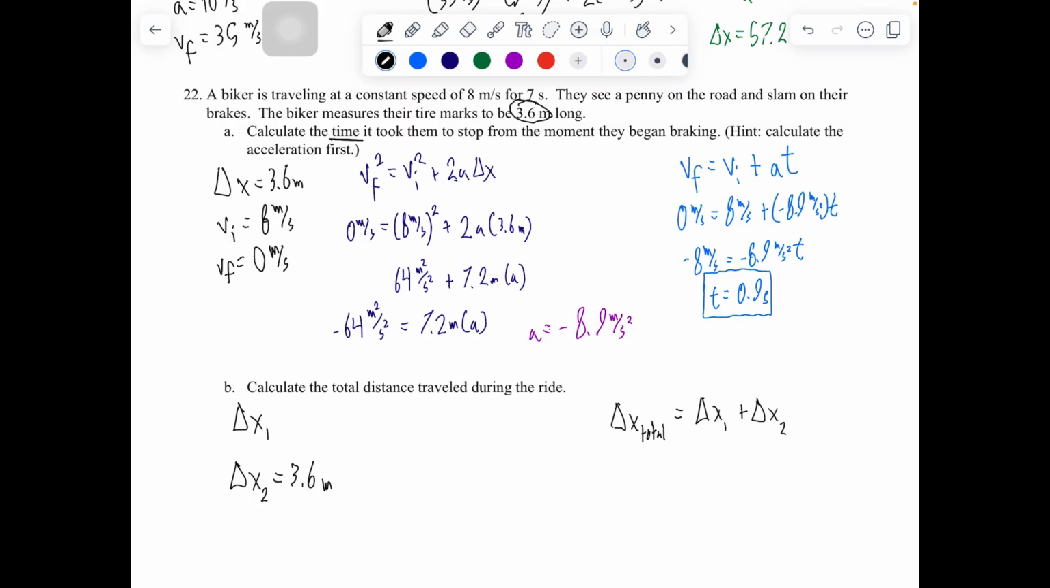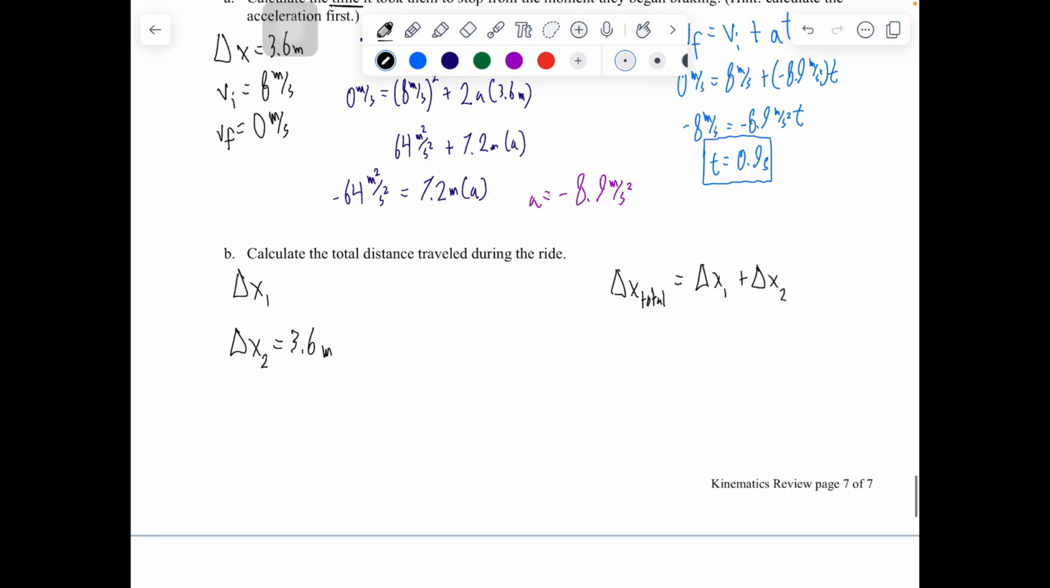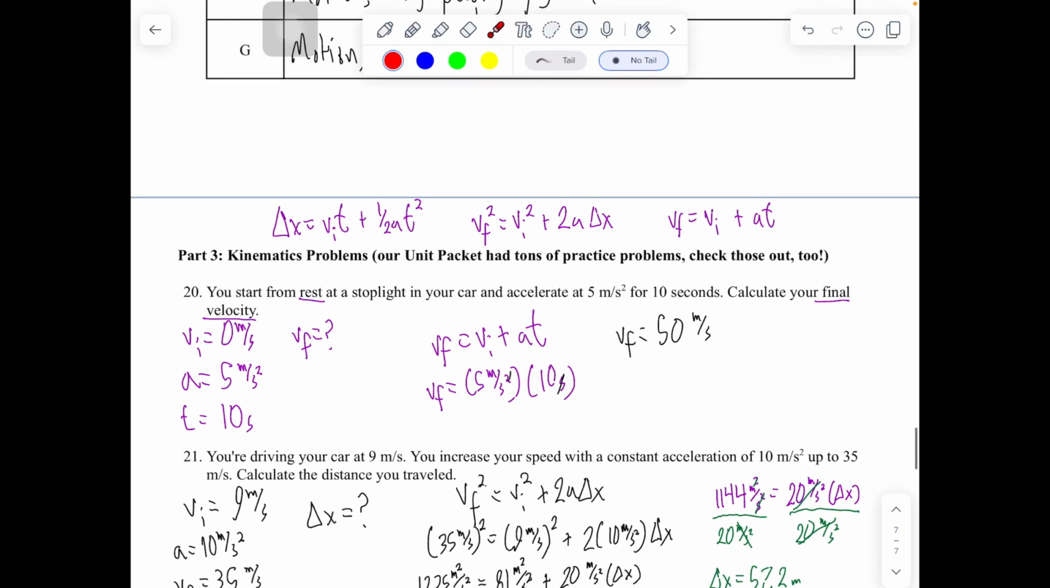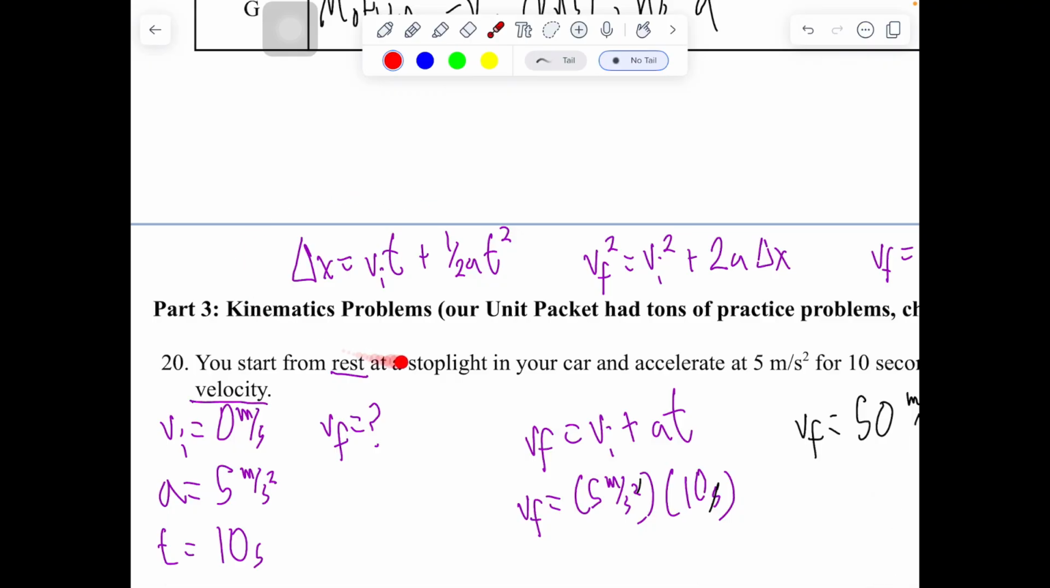So all we really need to do at this point is figure out how far the biker went when they were moving at a constant speed. Well, we do have an equation for constant velocity. This is from our previous unit, delta x equals velocity times time. Something I want to point out. Looking at this equation, the reason this works, when the acceleration is 0, take a look at this equation on the left. If your acceleration is 0, then this whole term turns into 0, and you just have displacement is velocity times time.